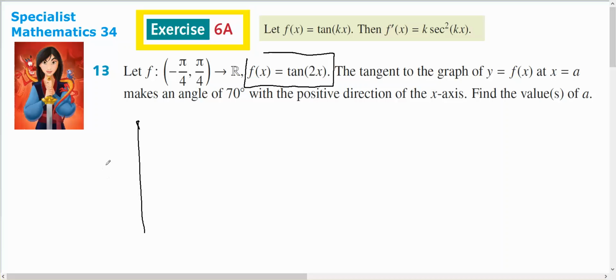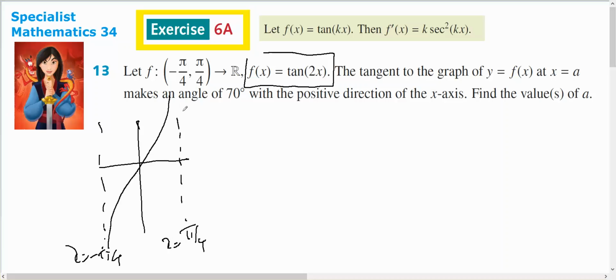So if I was to look at f of x, the asymptotes will be at pi on 4 and negative pi on 4. And the curve will look like this. And I'm wanting to know what is the value of a, where the tangent makes an angle of 70 degrees with the positive x direction of the x-axis.